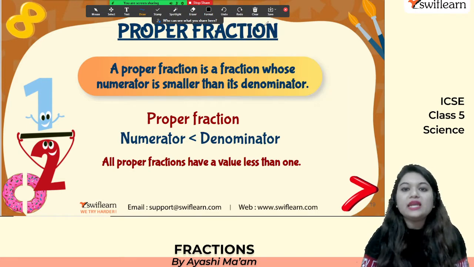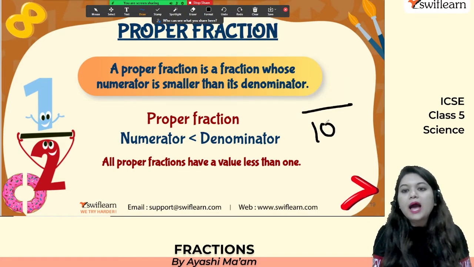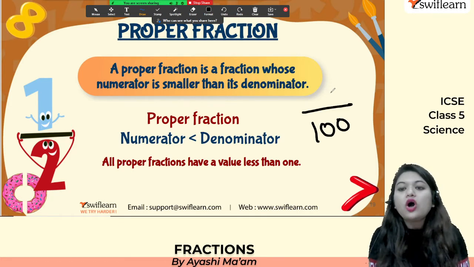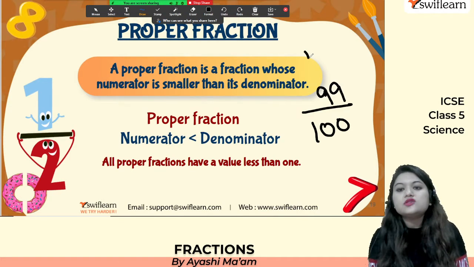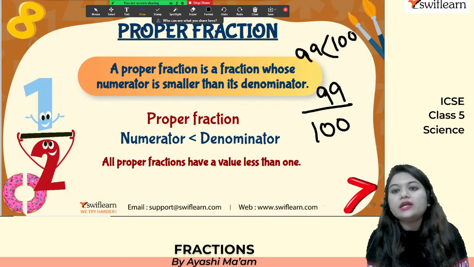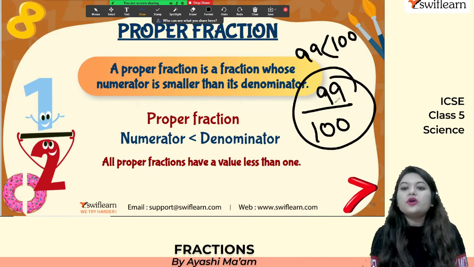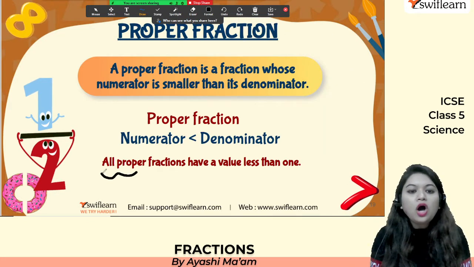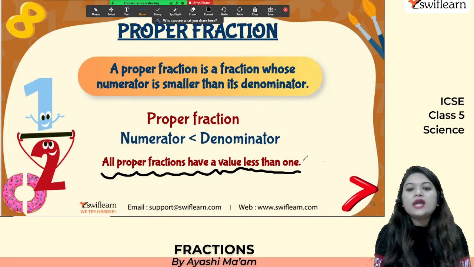Okay, it can be any fraction. Maybe 99 by 100: in the denominator you have 100, and in the numerator you have 99. So still 99 is less than 100, right? Therefore, this is a proper fraction because the numerator is less than the denominator. And another important point to be noted: all proper fractions have a value less than 1.